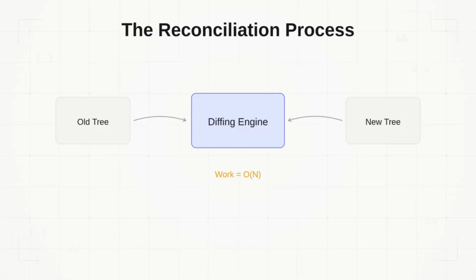If you have a list of 1,000 items and you update one character in one item, the framework still has to iterate through all 1,000 virtual nodes just to find that single difference. We are doing O(n) work for an O(1) change. While JavaScript engines are fast, this work adds up, especially on low-powered mobile devices where every millisecond of main thread activity counts toward a janky experience.